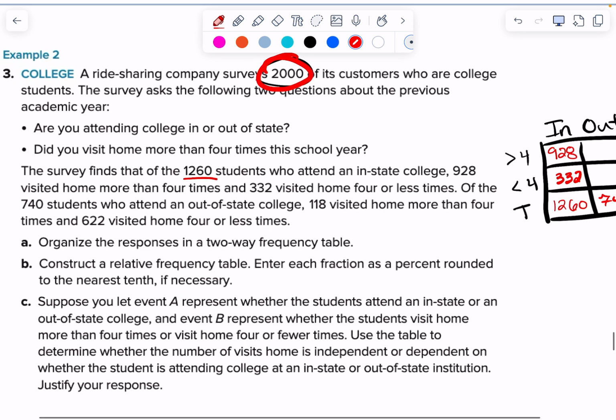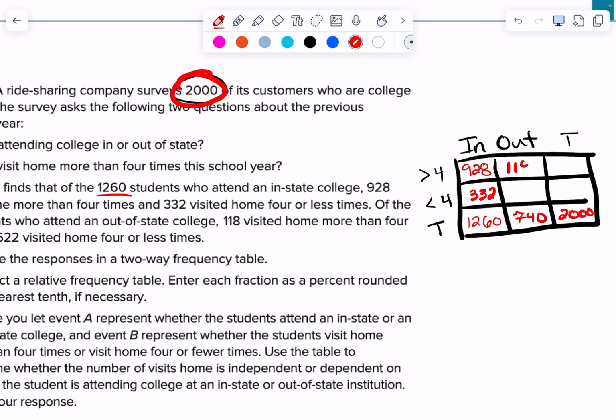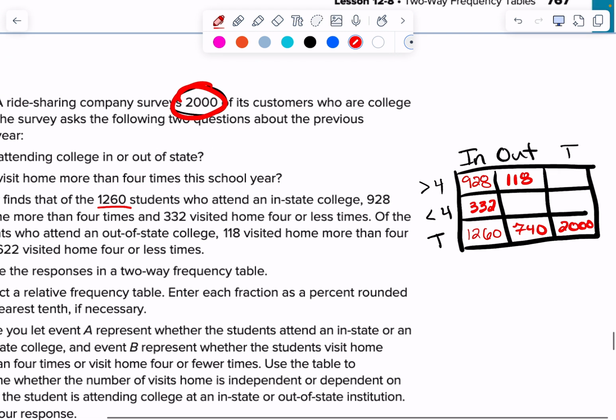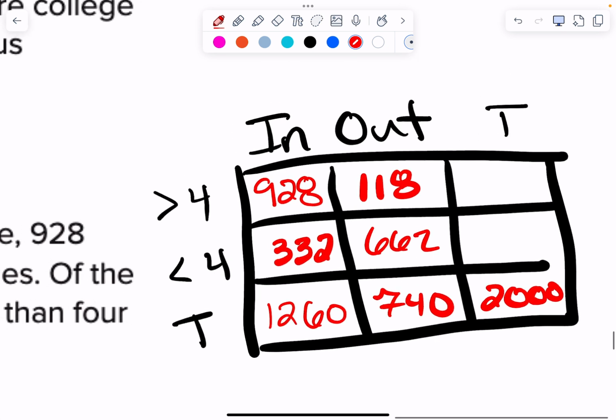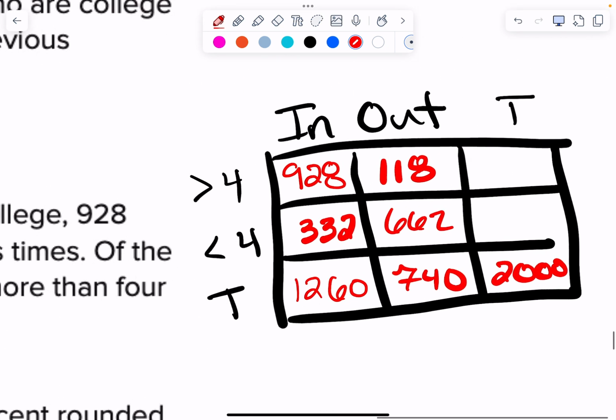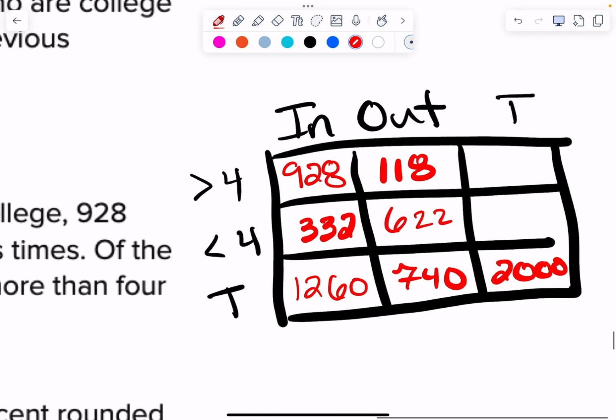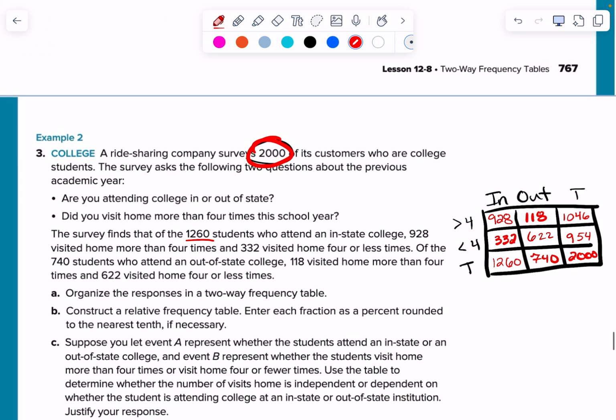118 visited home more than 4 times. And 662 visited less than 4 times. So 6, 22. Thank you. 22. So this is, I don't know, 6, carry the 1, 4, 1046. 4, 5, 9. 954. Okay, that's what your table looks like.